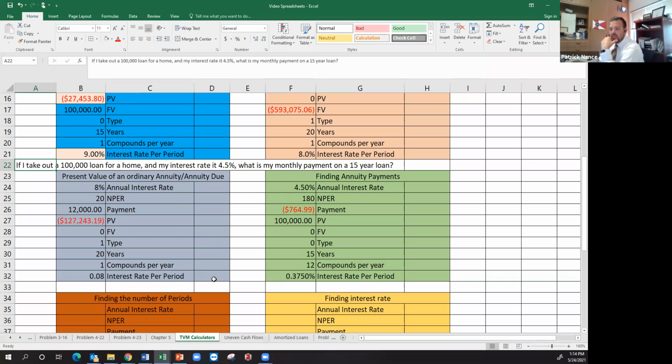And in a future video, I'll do this calculation again and actually show you how to amortize a loan too. For now, this will suffice for just finding the annuity payments itself.